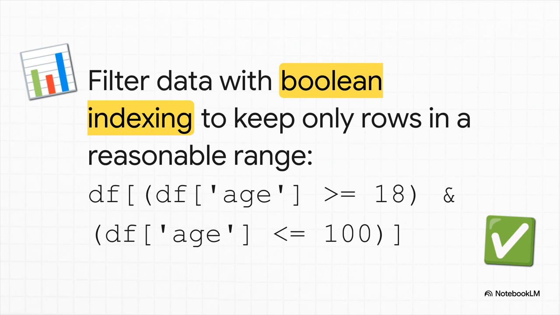So the solution is actually pretty logical. We just need to define what's reasonable. With this simple line of code, we're basically telling Pandas, look, I only want to keep the rows where the age is between 18 and 100. It's a simple filter that just kicks out anything that falls outside the realm of possibility.